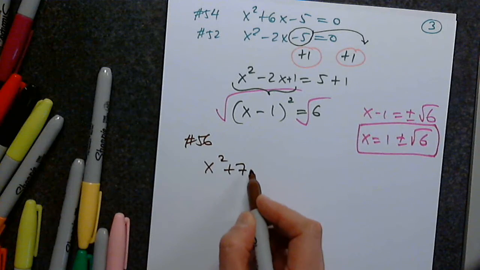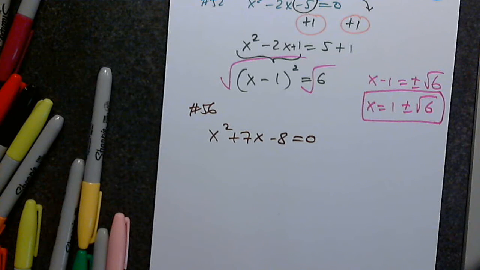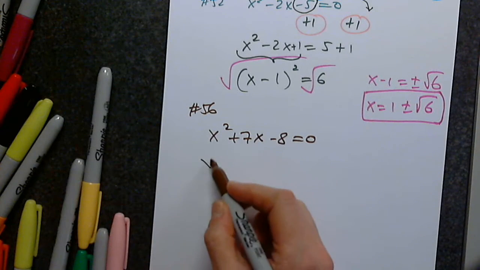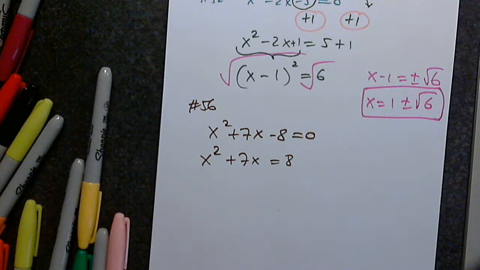So x squared plus 7x minus 8 equals 0. In the past, some of my students said, I would like to move negative 8 to the other side first, which is fine. There's nothing wrong with that. Let's do that if that's better for you. We can. Or you can do two steps in one.